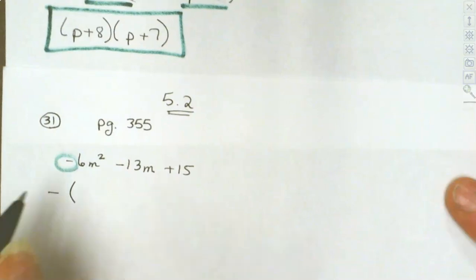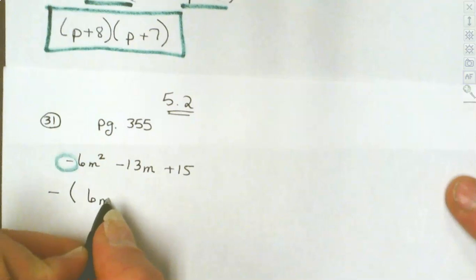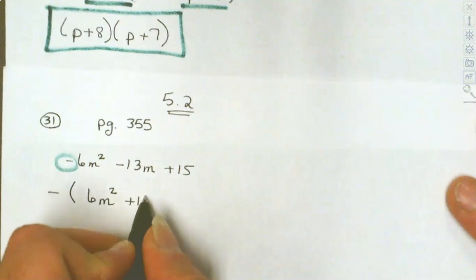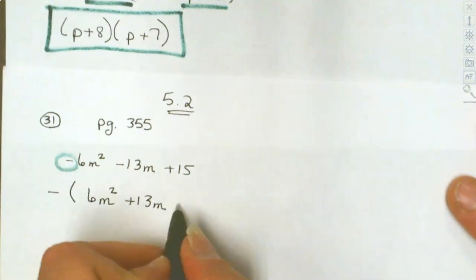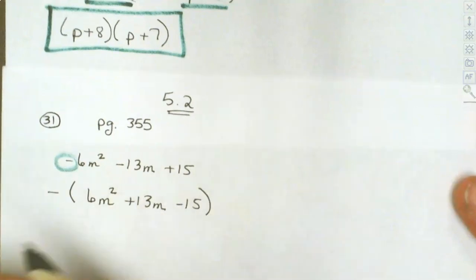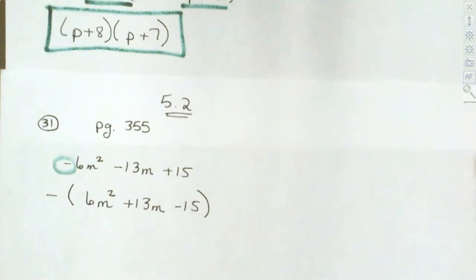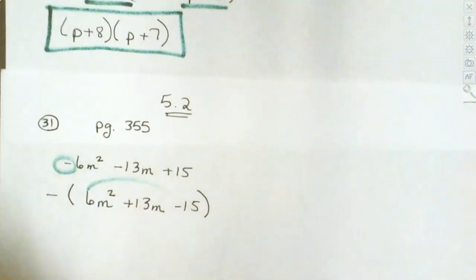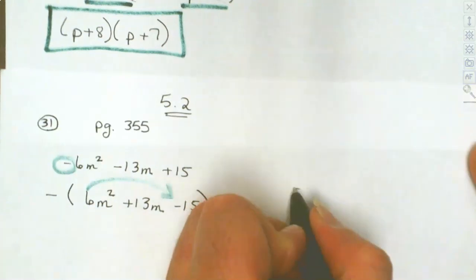And what that does is that changes the signs. So then that makes that a positive 6m squared. That makes that a positive 13m. And that makes that then a negative 15. I think we did something very similar a few moments ago. Same type of numbers, but you'll get different answers than the one we did earlier. First times the last. The very first thing we do is we take our first number times our last number. And 6 times a negative 15, that makes that a negative 60.